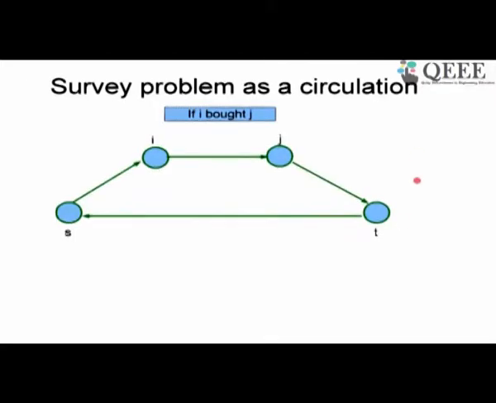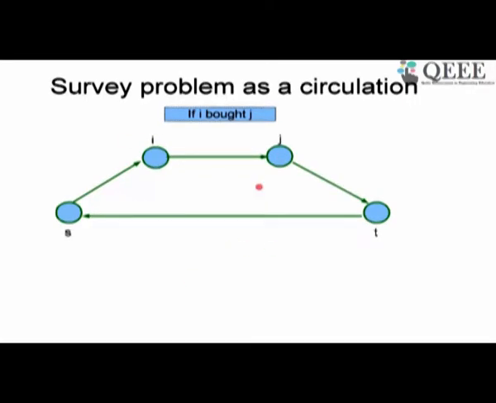Now how do you model this survey problem? It's very easy to do with network flow. Create a node called S. For every customer you write a node called I, for every product you write a node called J, create a node called T, and create this circulation, this nice cycle like this. If I bought J, then you put an arc from I to J. If I did not buy J, don't put any arc from I to J. You will get kind of a bipartite graph.